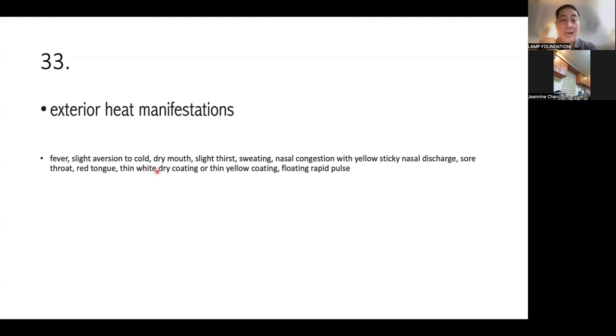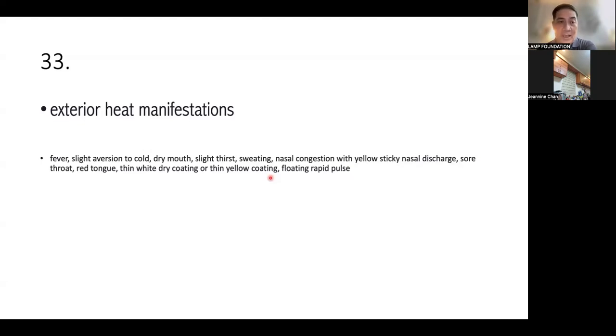Thin white dry coating or thin yellow coating. If it's thin white, it should be dry, kasi pag moist hindi yan exterior heat. Thin kasi nasa exterior pa. So pag kumapal, what are we trying to prove here? When you're treating a patient, yung makapal na coating dapat numinipis. Kung lalong kumakapal, lalong pumapasok sa interior.